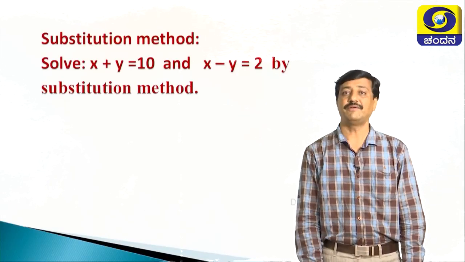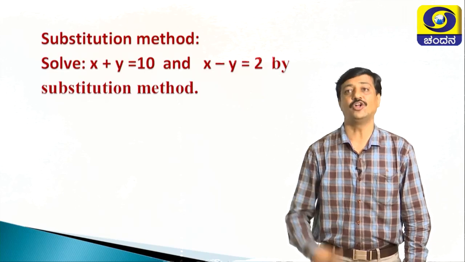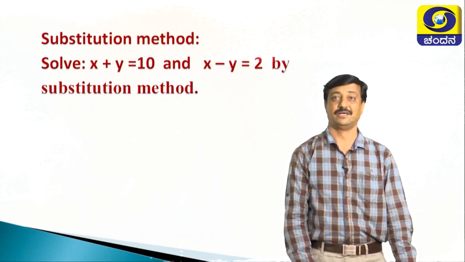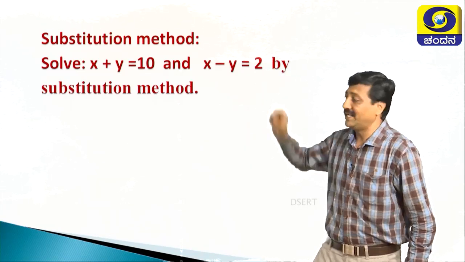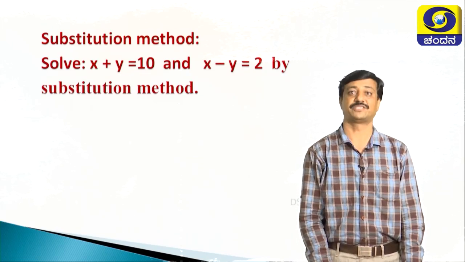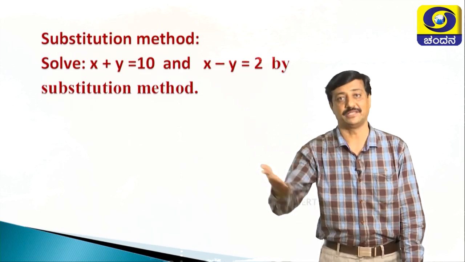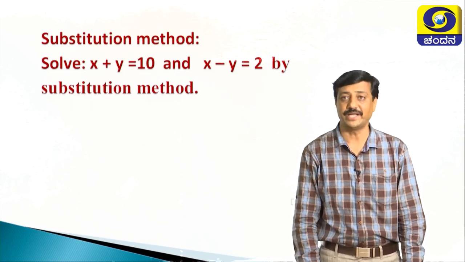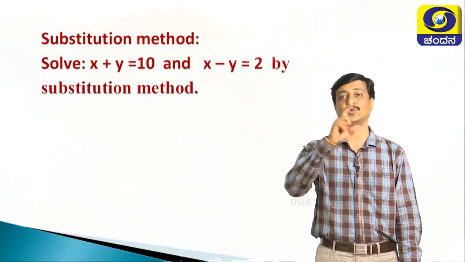Next, how to solve a pair of linear equations in 2 variables by algebraic method. Here is the first method, the substitution method. The name itself says we are going to substitute one equation into the other. The 2 equations given are x plus y equals 10 and x minus y equals 2.